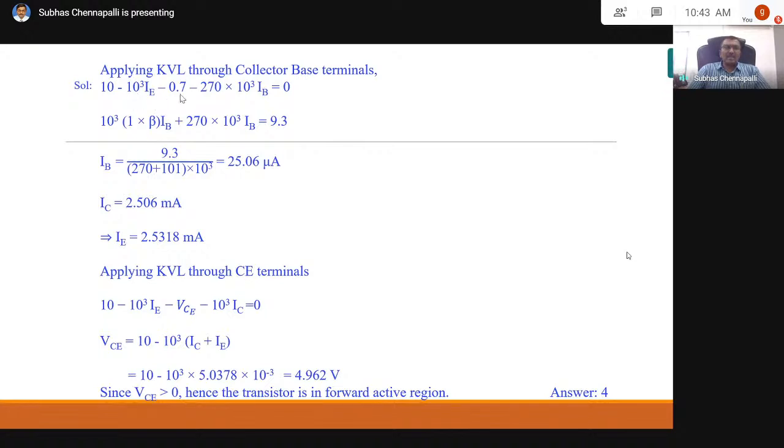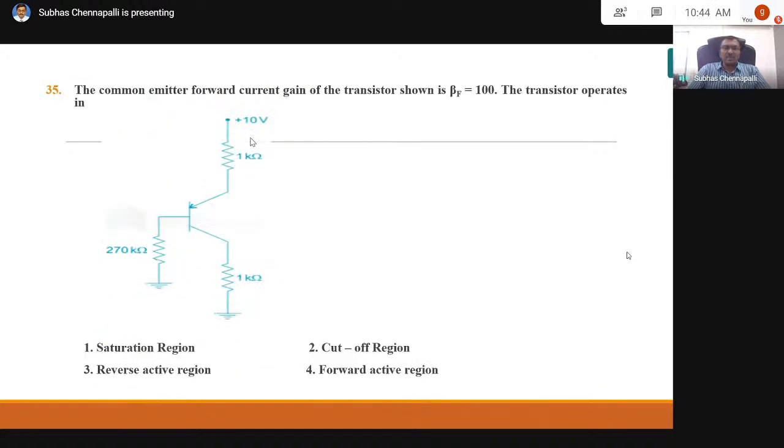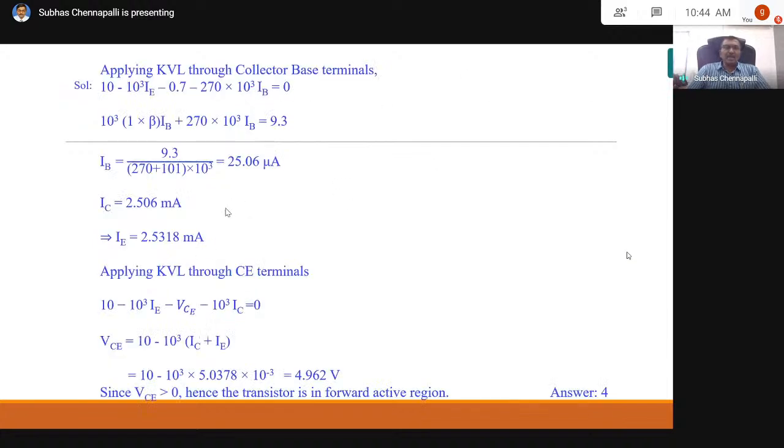This entire 3 terms I take to the right side, so 10 minus 0.7 becomes 9.3. Left side is (1 plus beta) IB plus 270 times 10 power 3 IB. In the question, beta is given as 100. So you substitute that, you will get IB as 25.6 microamperes. Then IC is beta times IB. When you multiply this with 100, you will get 2.506 milliamperes.